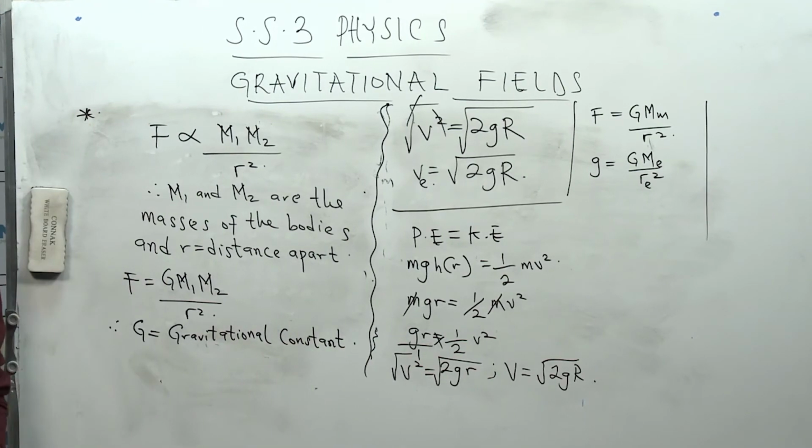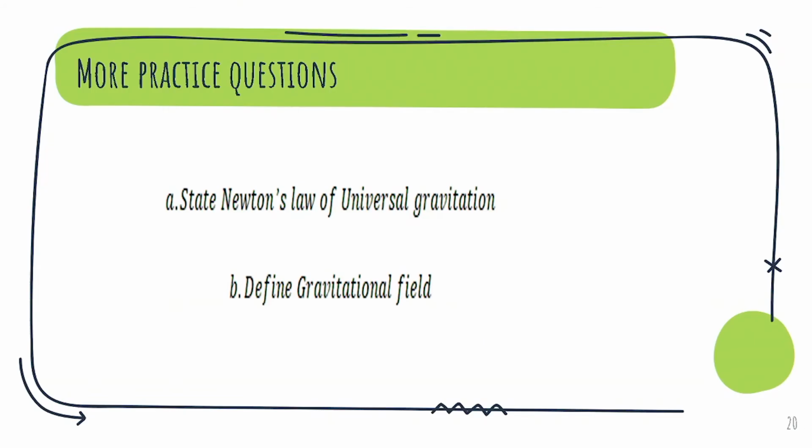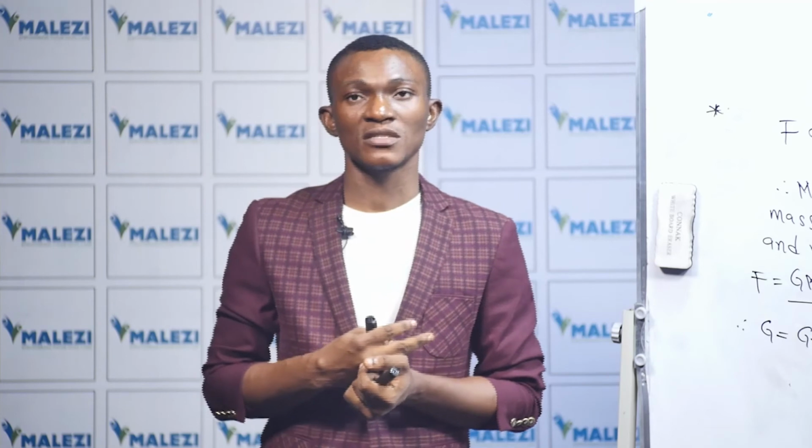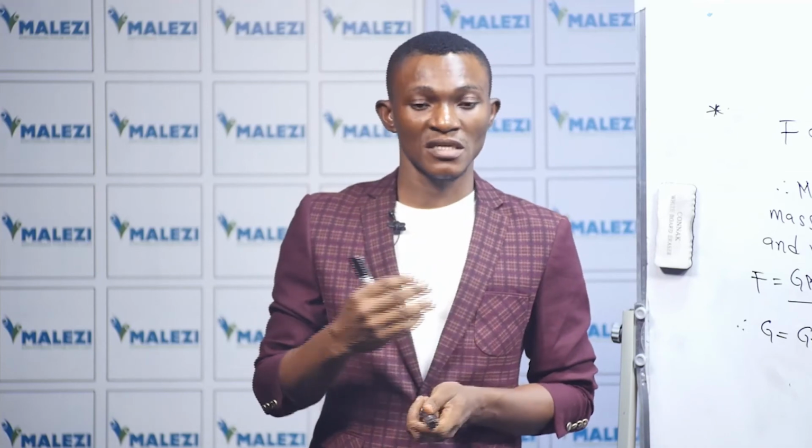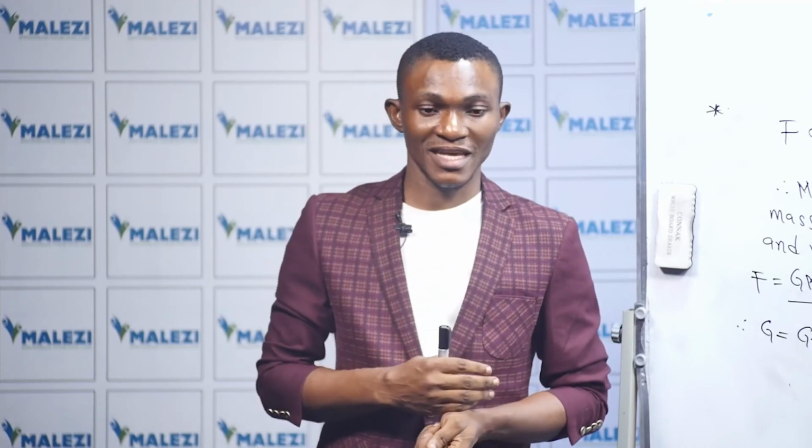So the B part of the question says that we should define the gravitational field of the Earth. The gravitational field of the Earth is just a space or region where the effects of gravitational forces are felt. Simply put, it is just a region where gravitational force is felt. So let's move to the next practice question.